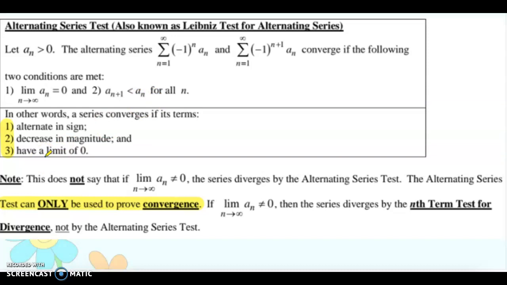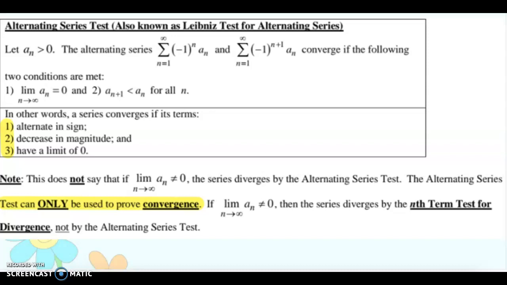Be aware of this. This does not say that if the limit as n goes to infinity of the function doesn't equal 0, that implies that it diverges. This test can only prove convergence, which is almost the complete opposite of our other one that can test for divergence. So if the limit as n goes to infinity doesn't equal 0, we can say the series diverges by the nth term test, not by the alternating series test.